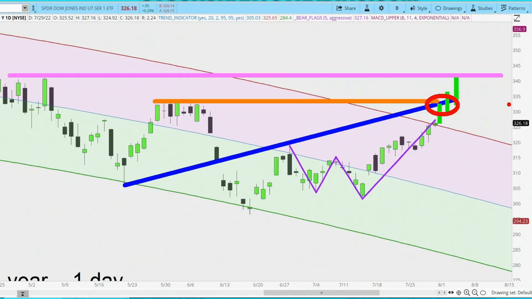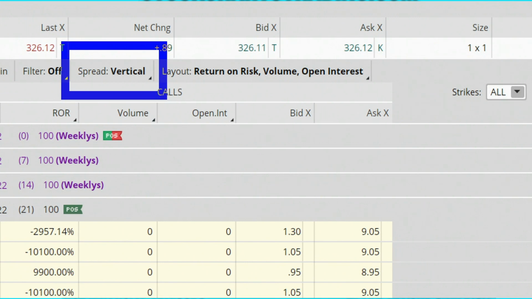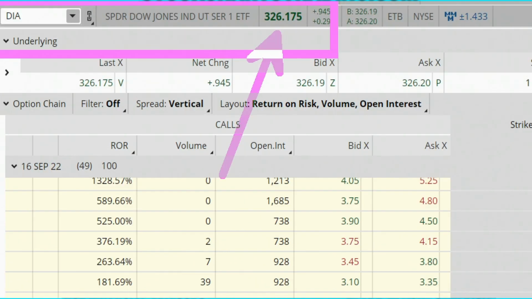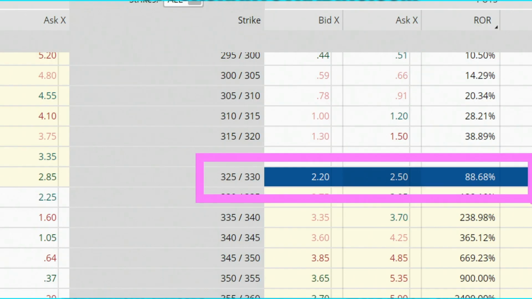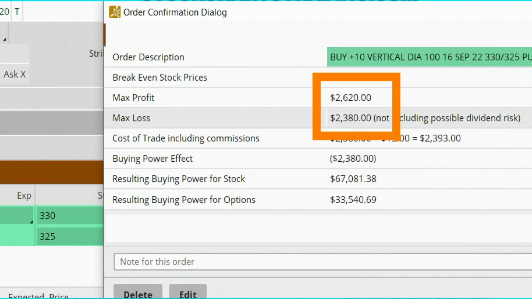A bear put spread is great because if I come into this 135 resistance and enter into a bear put spread, looking at your option chains, click on verticals, looking at the Dow Jones, currently $326, going out about 50 days to mid-September, and we'll look at mid-October. The current at the money spread trade has about 110% return. Max risk on this trade is $2,380. Max profit on this trade is $2,620.